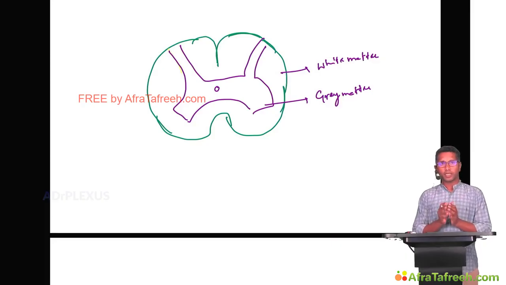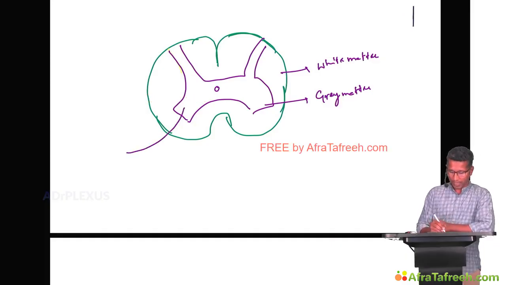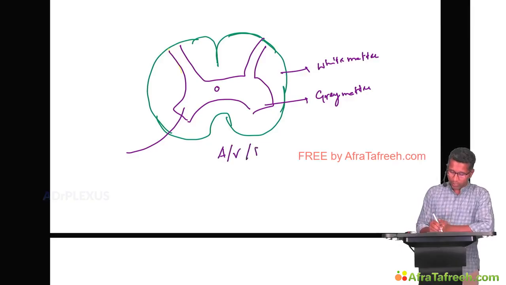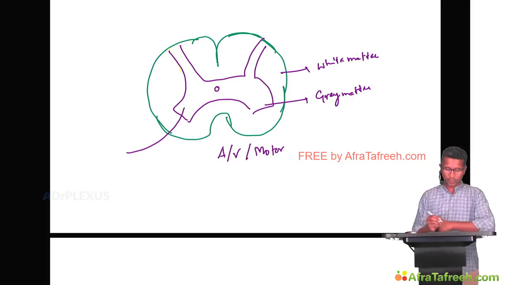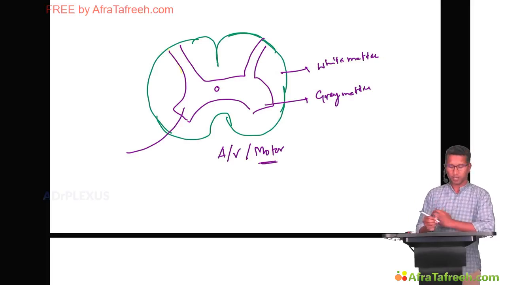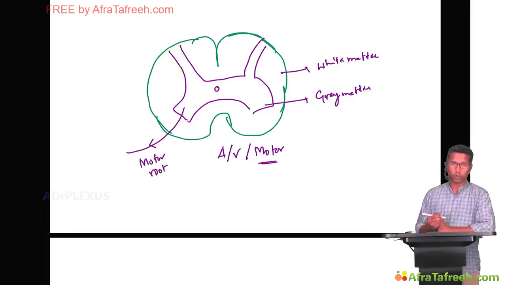Okay, from the gray matter you can see certain nerves coming out. This is the anterior part of the spinal cord, or the ventral part of the spinal cord. This ventral part is motor in nature, guys. So the motor nuclei present in the gray matter will give rise to the motor root of the spinal nerve. This is the motor root.